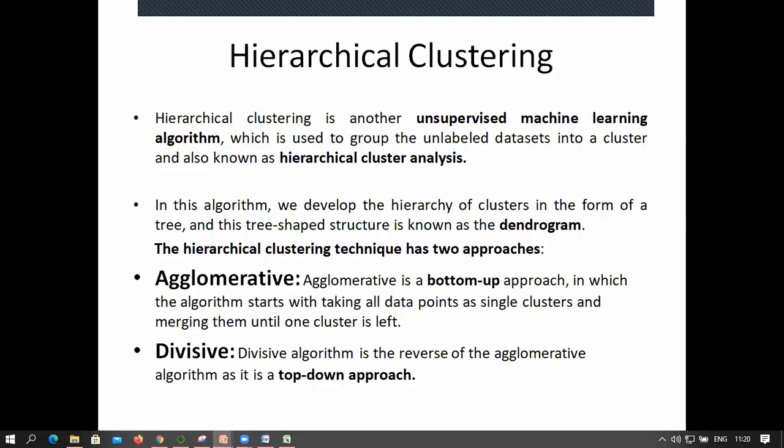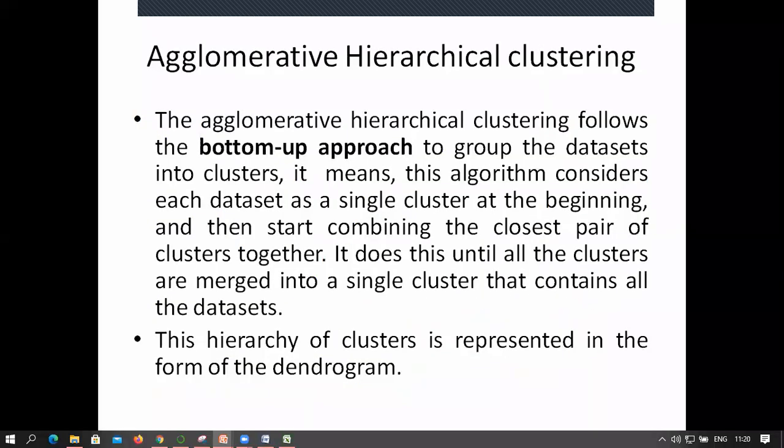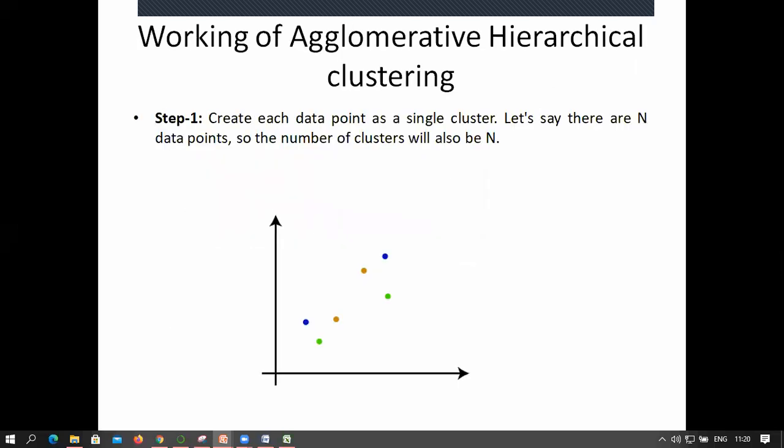In case of the divisive approach, we assume that all the data points are in one cluster, and we split those. One cluster would be split into two, then two would be split into four, and it will go on like this. Last time I took the agglomerative approach, and this is an example that I have already taken. Again, I'll just go through that.